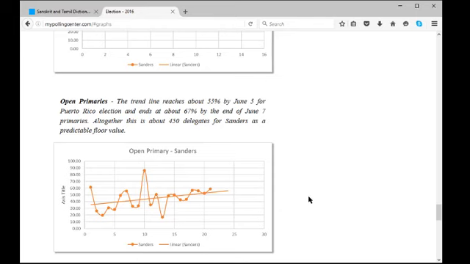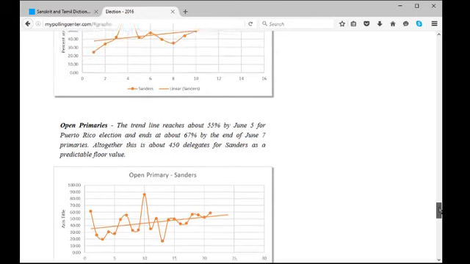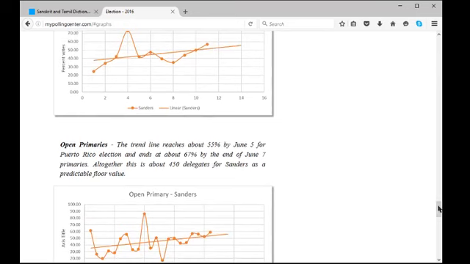So now when we look at this, there is no difference between the behavior of the party members and the public. See, the trend line is about the same on both of these things. That means the public agrees with the membership of the Democratic Party regarding Sanders. They are all kind of moving towards Sanders.